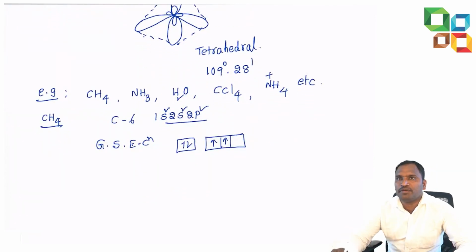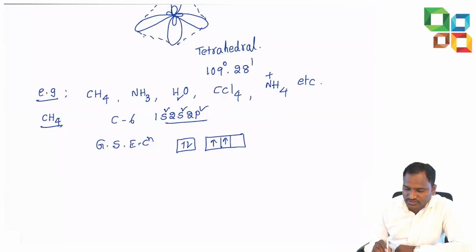How many unpaired electrons do we want? 4. Yes, 4, because carbon is forming 4 bonds. So what to do? We have to unpair the 2s electron. That is called the excited state.